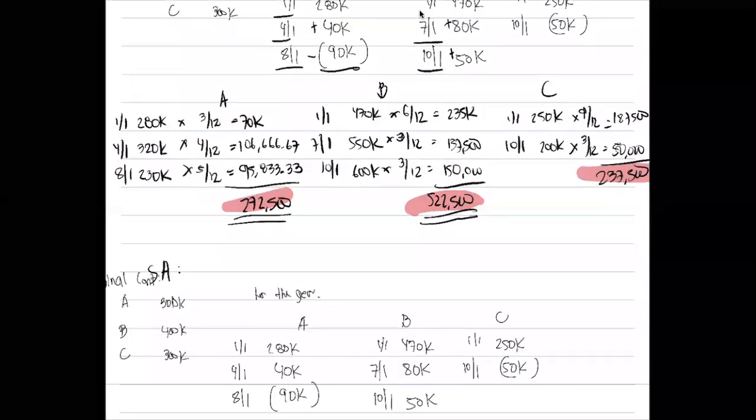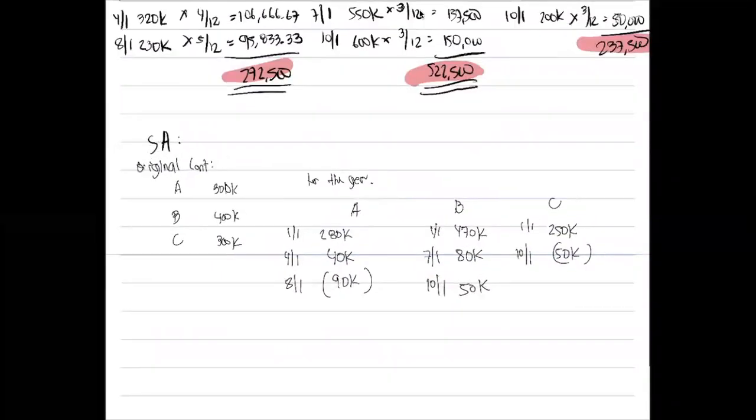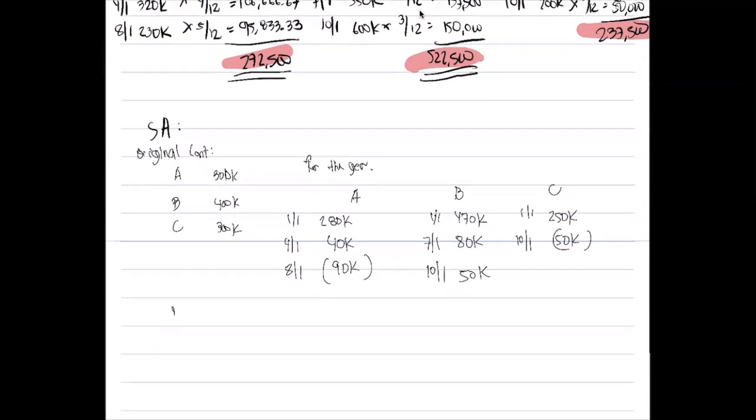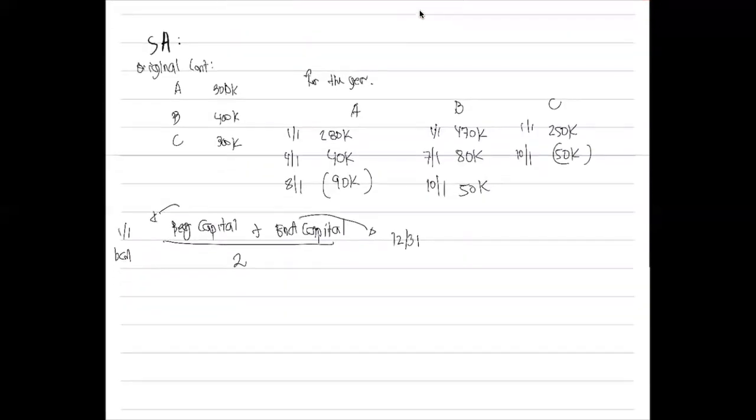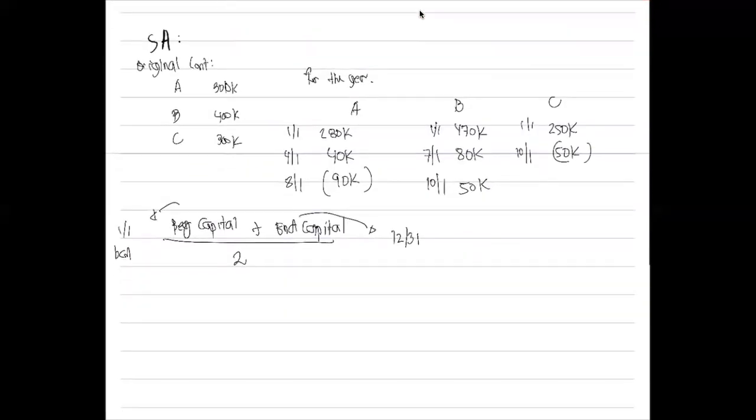So let's just paste our example a while back. So this is our example kanina. So for the year, we have this one. So for your simple average, you just need to get for the beginning capital plus ending capital divided by 2 as a fixed amount. So what is the beginning capital? This is the January 1 balance normally. Ending capital is the December 31 balance. So our problem here is we don't have a December 31 balance.